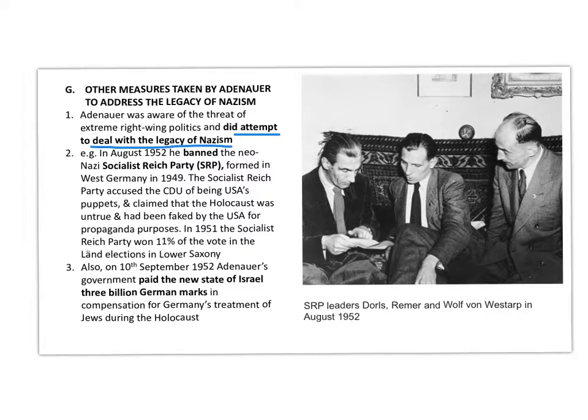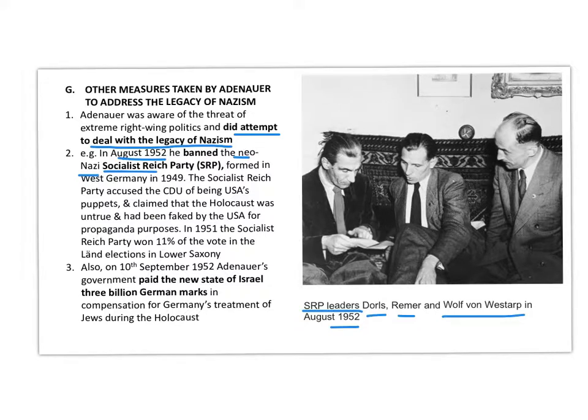So evidence of that, August 1952, there was a neo-Nazi group. Neo-Nazis were basically Germans who were trying to resurrect the Nazi party under different names. The most famous extreme right-wing neo-Nazi group were called the SRP, the Socialist Reich Party. There's a photograph there of the SRP leaders in August 1952, Doris Raymer and Wolf von Westarp.